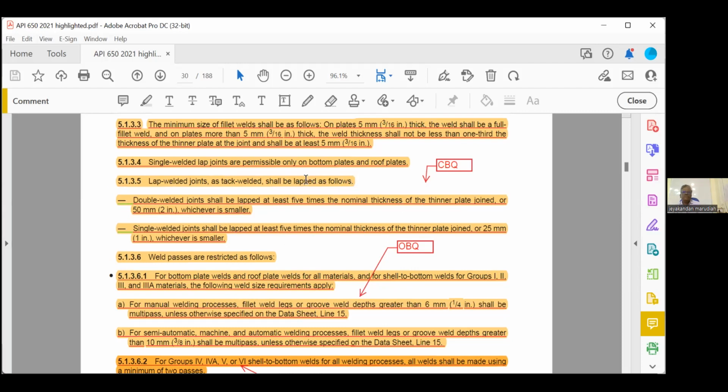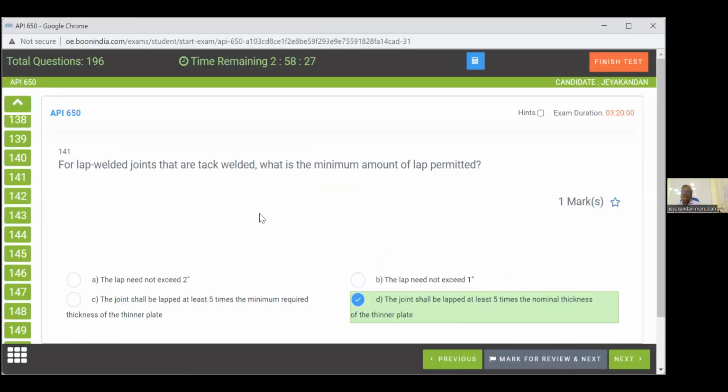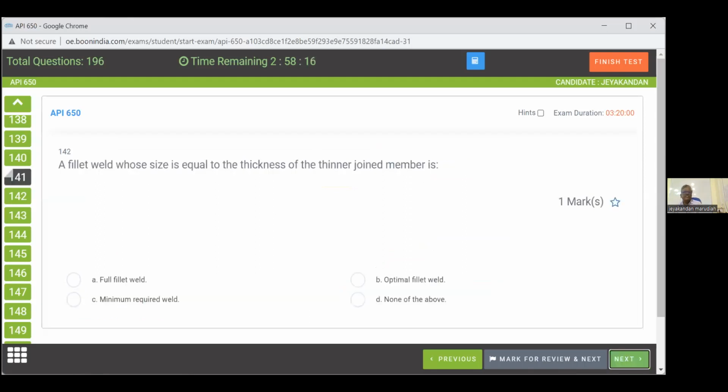Tack welded shall be as follows: 5 times the nominal thickness of the thinner plate. Whether it is a single weld or double weld, the answer is only 5 times the nominal thickness of the thinner plate. Next one, read next one.